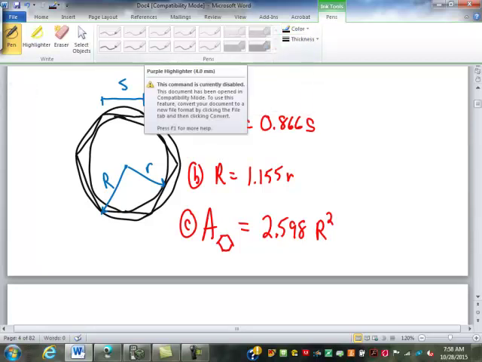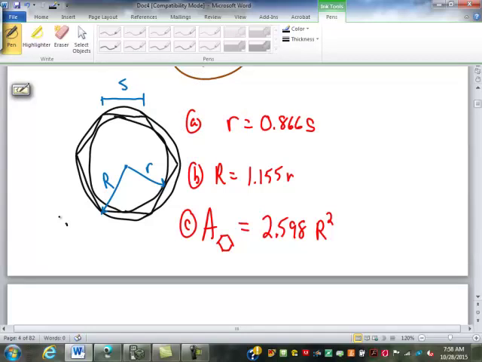You can actually find the area of that hexagon from either capital R squared or little r squared or s squared, any of those three. There are different numbers. The 2.598 would change, but you can find the area from any of them.